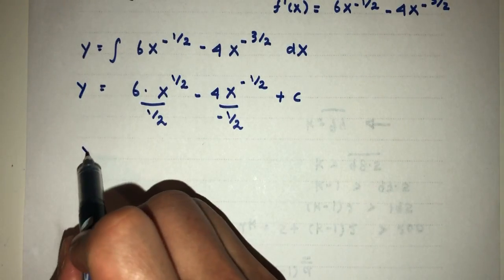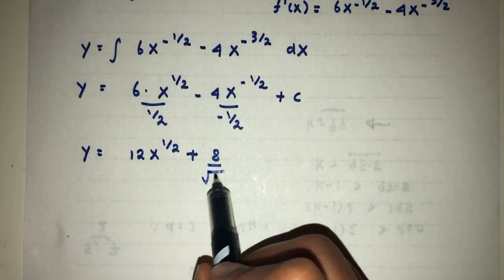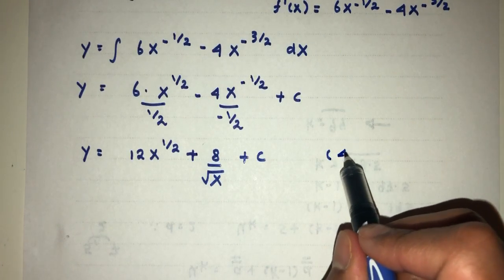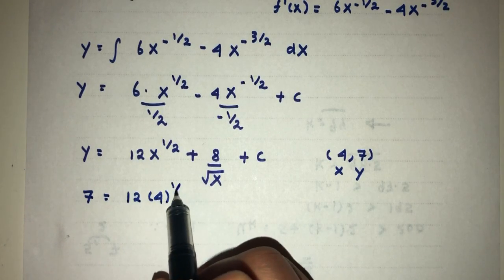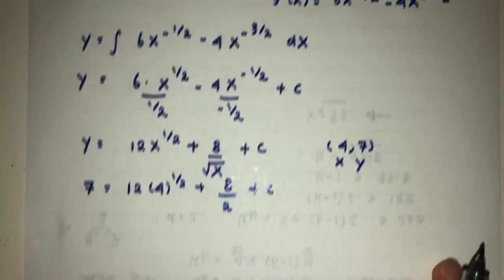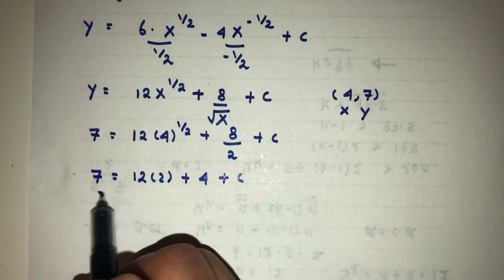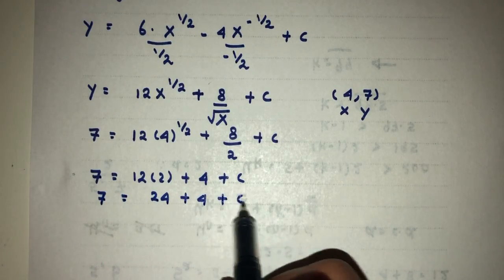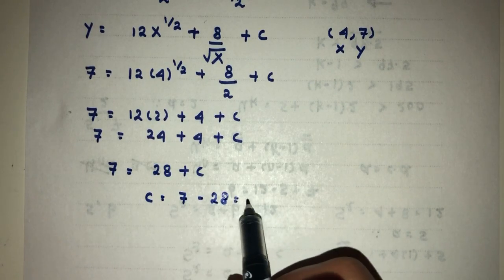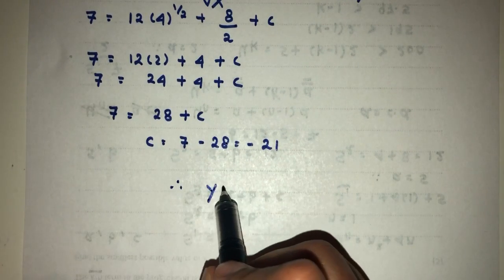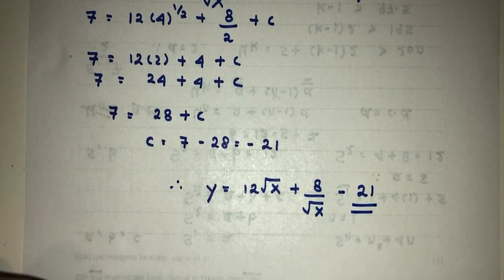Now we have to simplify. That will become y equals 12x power half minus, become plus, right? That will become 8 over root of x plus c. So we have to use the point (4, 7). This is my x, my y. Your y is 7. Your x is 4 power half plus 8 over 2 plus c. So simplify, you will have 7 is equal to 12 times 2 plus 4 plus c. 7 will be 24 plus 4 plus c. That will be 7 is 28 plus c. So c will be 7 minus 28. That will be minus 21. So finally your answer will be y equals 12 root x plus 8 over root x minus 21. So that will be your answer for question number 7.